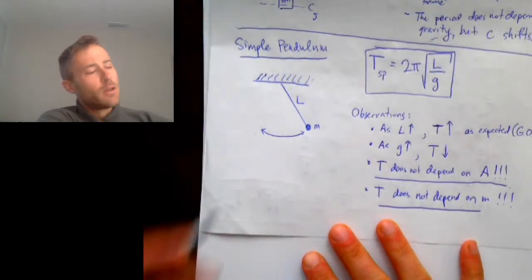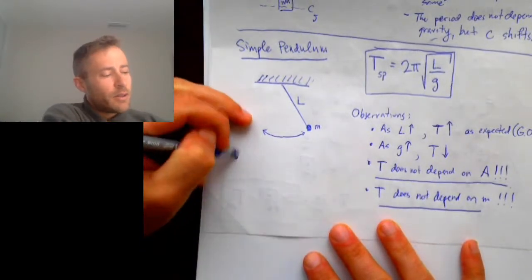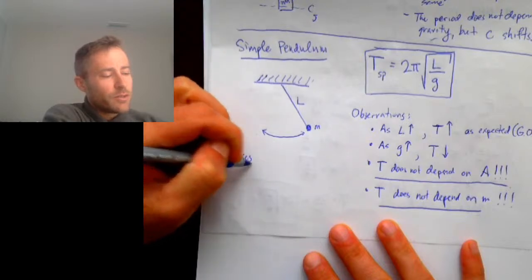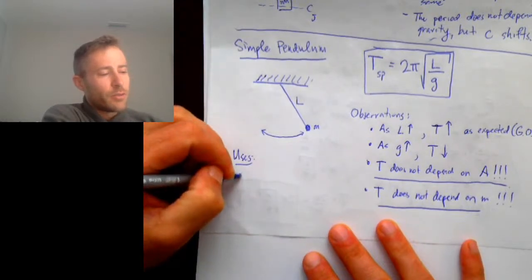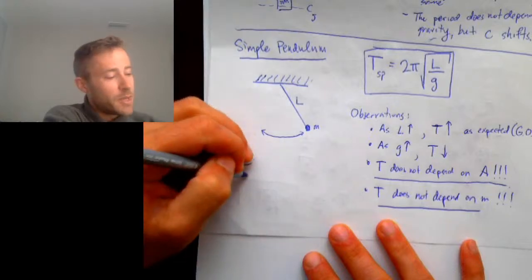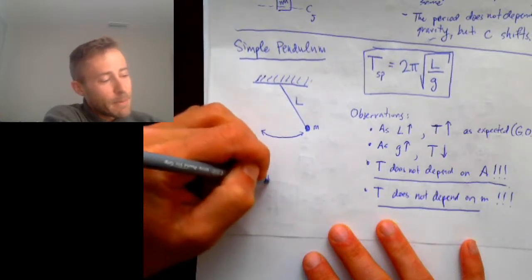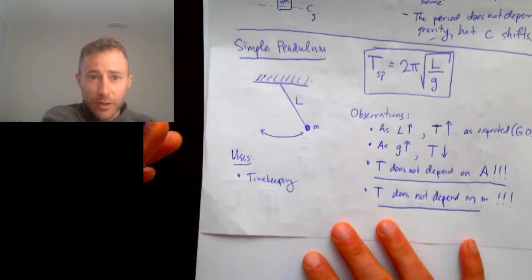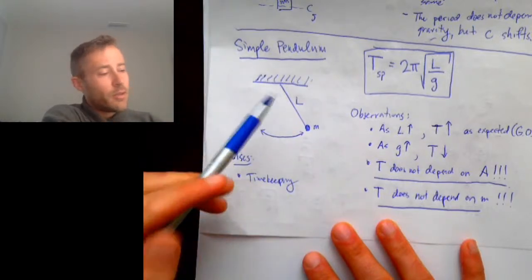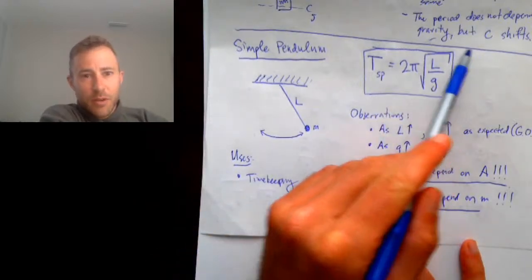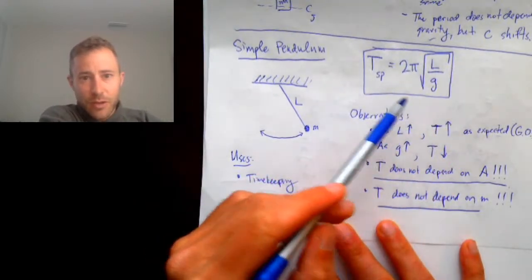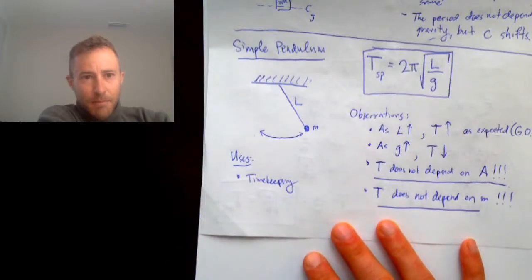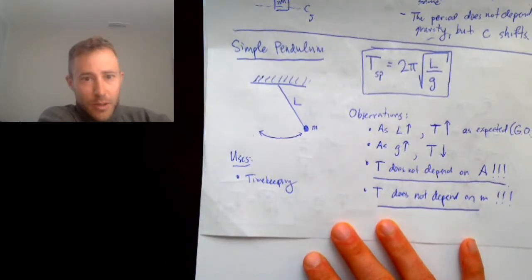Okay, so I did want to talk about the uses of this a little bit. Just really briefly, one of the uses is timekeeping. So if you have a pendulum bob, just like in a grandfather clock, the pendulum bob in the grandfather clock obeys this equation. So they are keeping time with the period of a simple pendulum.